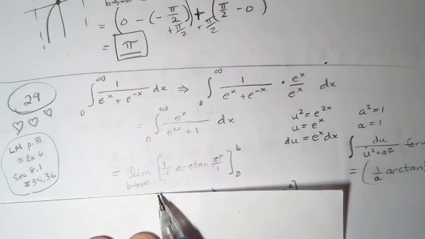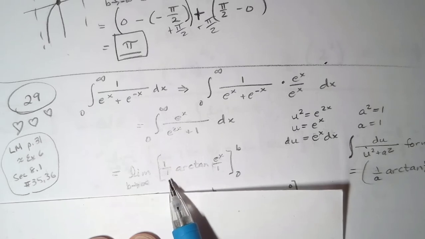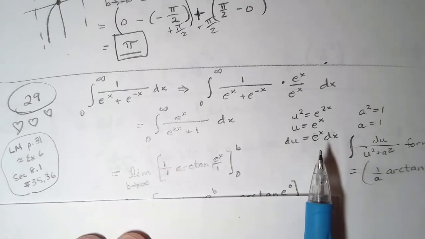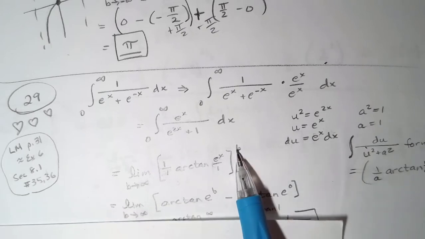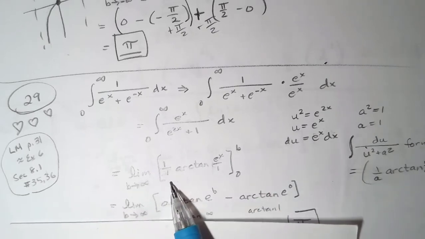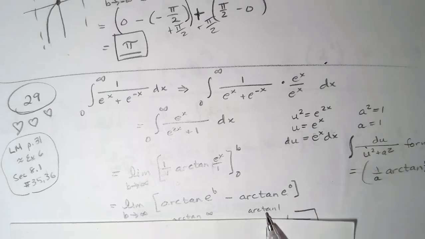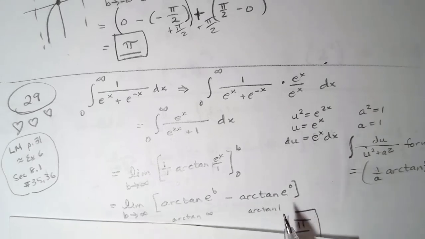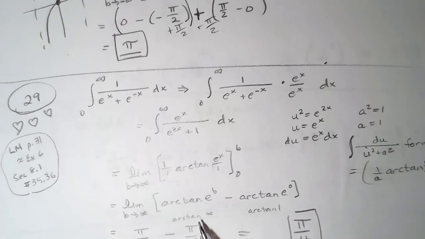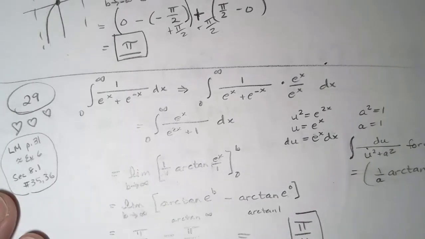And we get 1 over a, which is 1, so arctan of e to the x. Substitute b minus substitute 0. E to the 0 is 1. Arctan of 1, the angle whose tangent is 1, is pi over 4. The angle whose tangent is infinite, that's pi over 2. So pi over 2 minus pi over 4 is pi over 4.